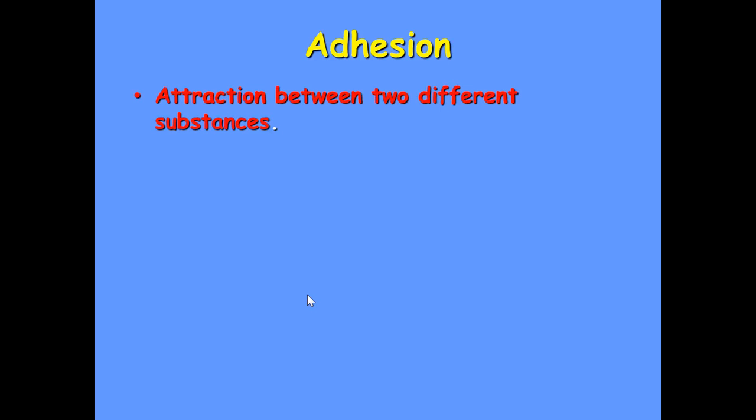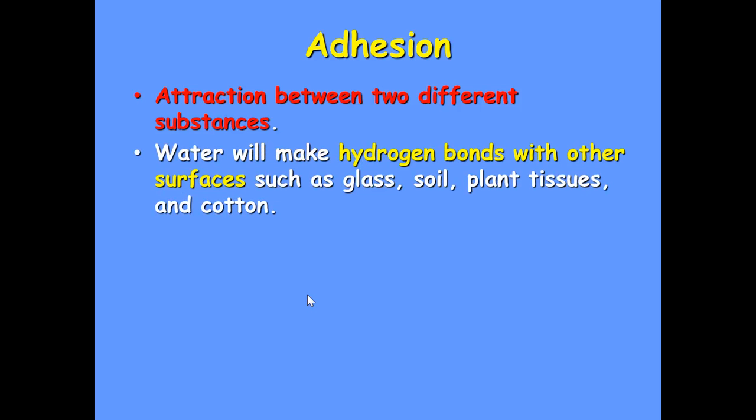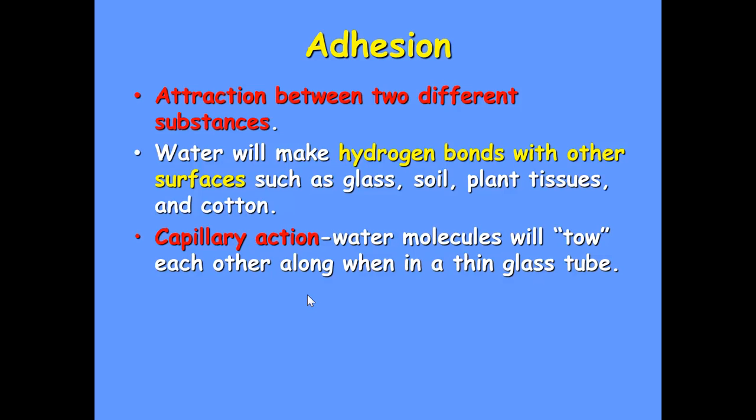And adhesion, which is pretty much the opposite of cohesion, is the attraction between 2 different substances. It's when water makes hydrogen bonds with other surfaces such as glass, soil, plants, tissues, and cottons, and a couple other things too. Adhesion, as I said earlier, causes capillary action, which is one of the other properties of water too.